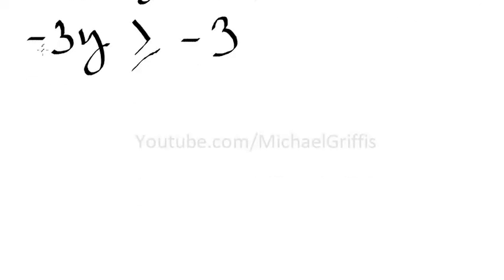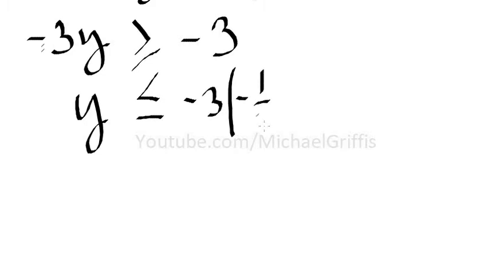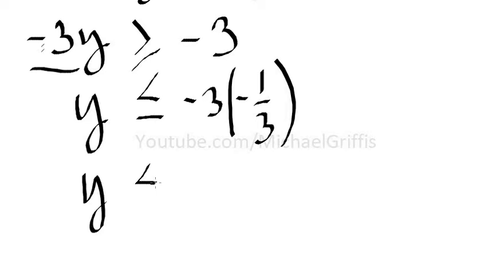Alright, well, we have this negative sign here. So we multiply both sides by a negative 1/3. And guess what happens? We have to flip this inequality. Okay, so we have negative 3 times that negative 1/3. Remember that's the reciprocal of this negative 3 here. And so now we have y is less than or equal to 1. Y is less than or equal to 1. Okay? Alright.